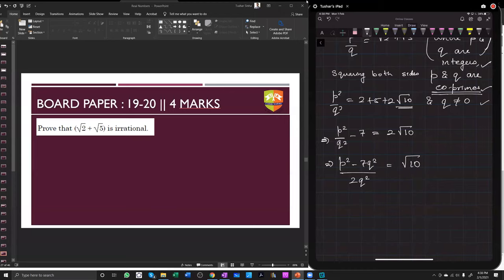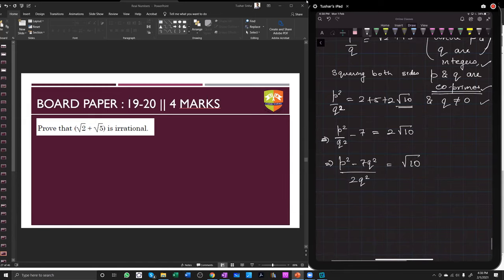No. Here the criteria is that P and Q both have to be integers. But the moment you are writing Q root 2, the integer identity is gone. Understood? So it cannot be just any P and Q. P has to be an integer, Q has to be an integer. These are integers, so that root will not help.